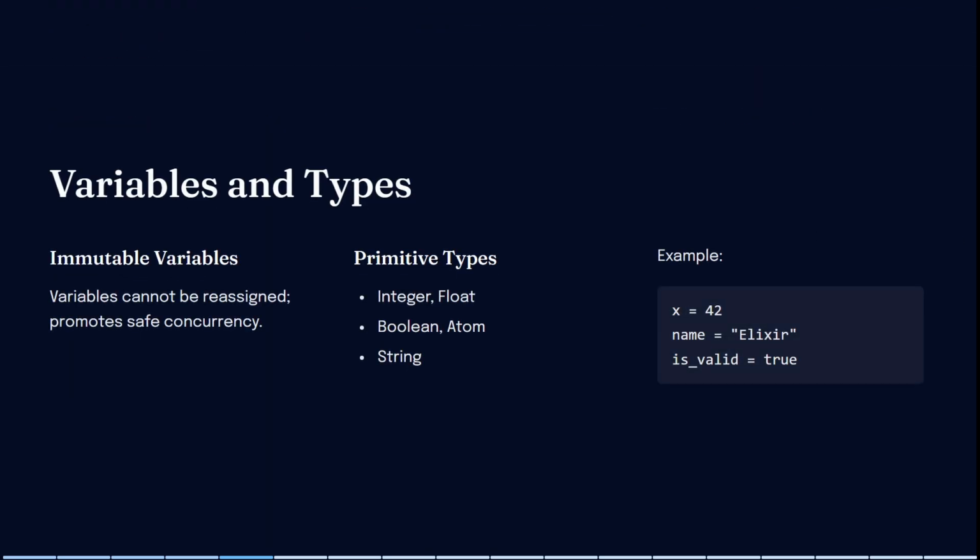So, variables and types. Elixir variables are immutable, meaning once a value is set, it cannot be changed. This leads to fewer bugs. Here are some basic types you'll often see and use, like integers, floats, booleans, atoms, and strings.